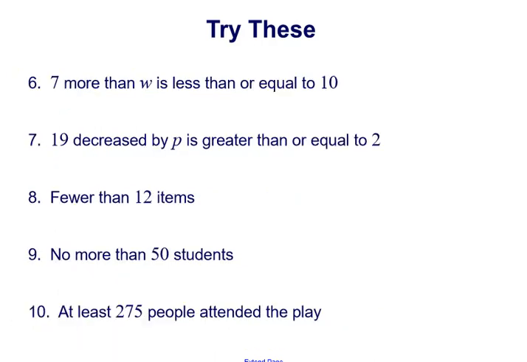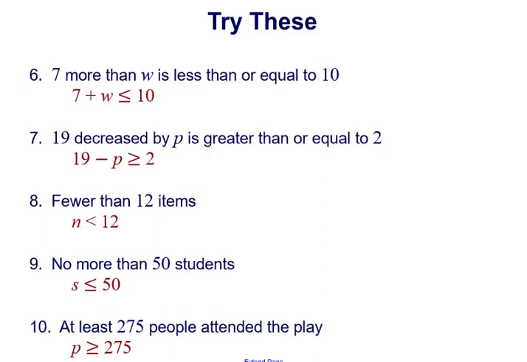Here are 5 more. So again, we're translating from the words into the symbols. So we have 7 more than w is less than or equal to 10. We have 19 decreased by p is greater than or equal to 2.